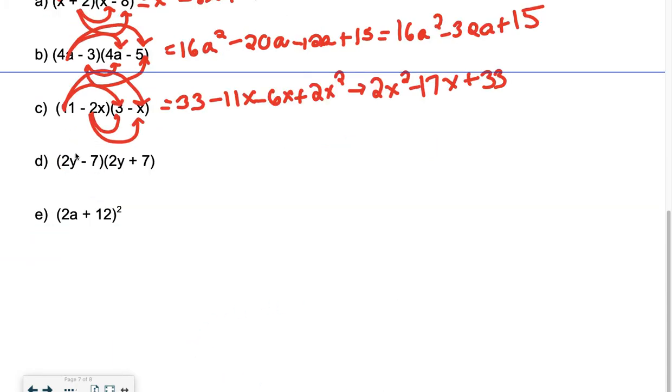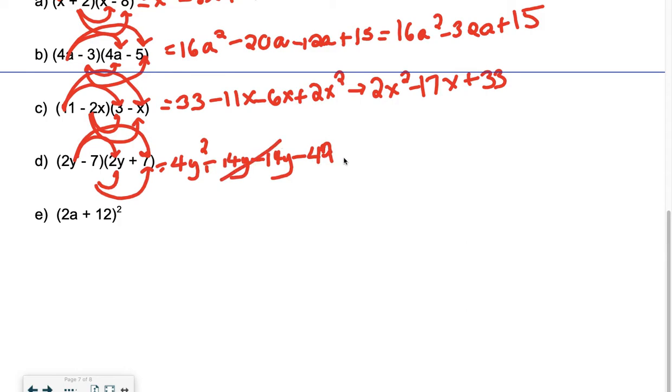Last two. So this is a difference of squares, same terms, different signs. So my expectation is that the middle terms will cancel. Which they do. So I get 4y squared minus 49.